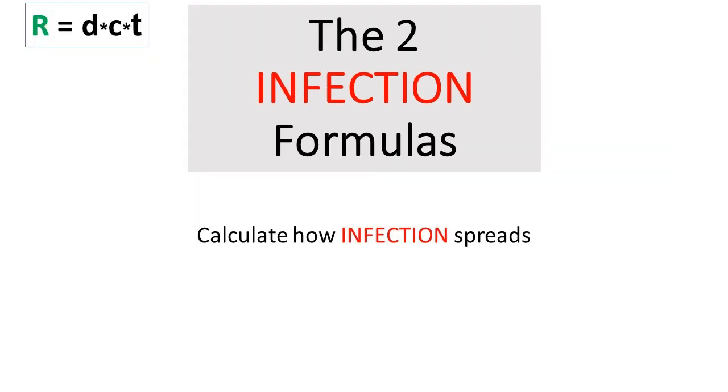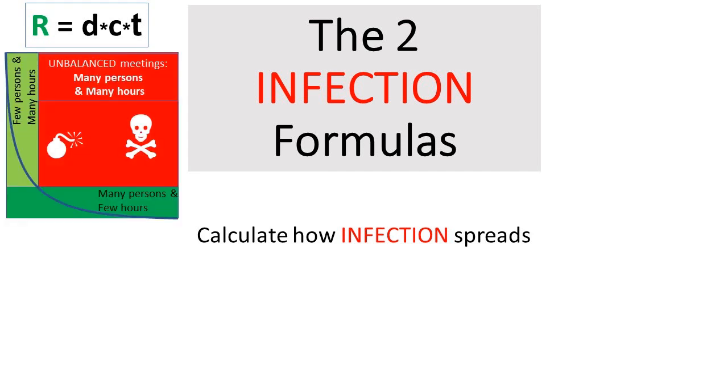The first infection formula is a three-factor formula. It tells us how infection spreads. For example, infection may explode in unbalanced meetings, where many persons are together for many hours. Therefore, balance meetings in space and in time. Few persons in many hours, or many persons in few hours.